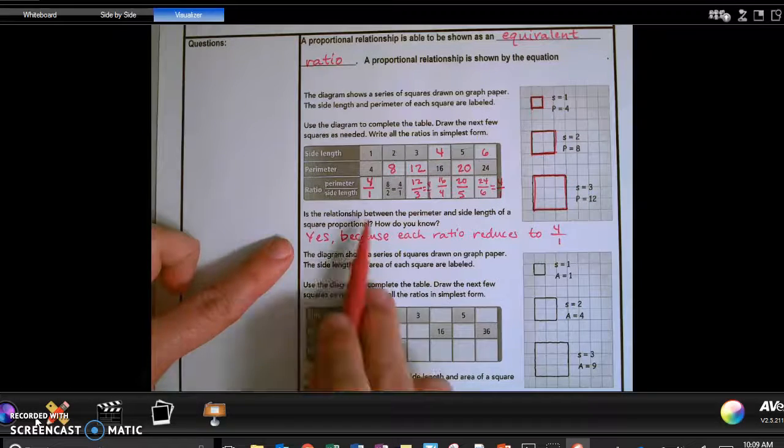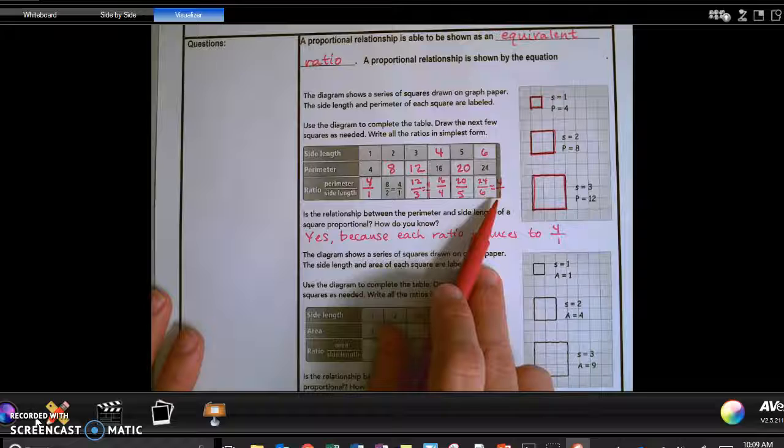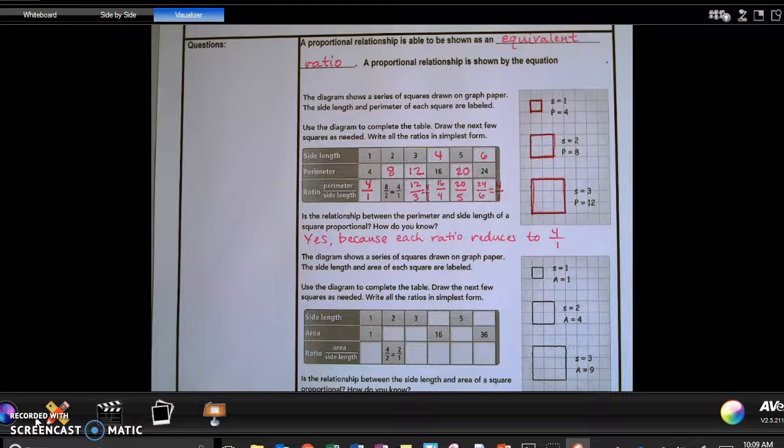So as long as I have the same ratio when I reduce, then I know that it's a proportional relationship. So let's look at another example here.